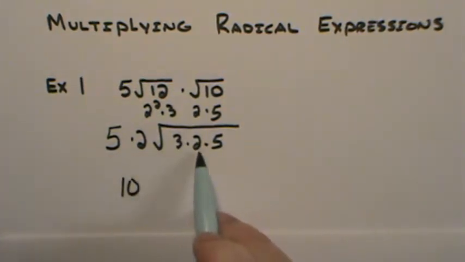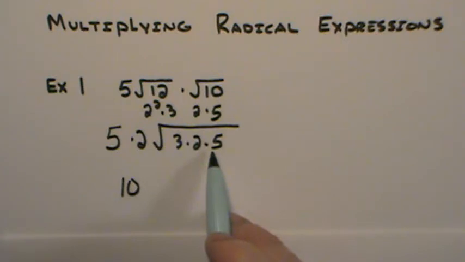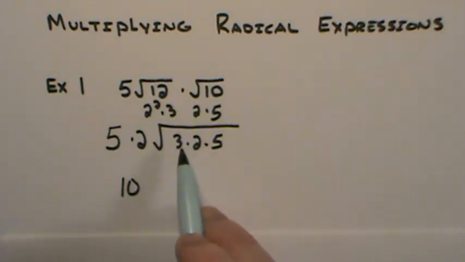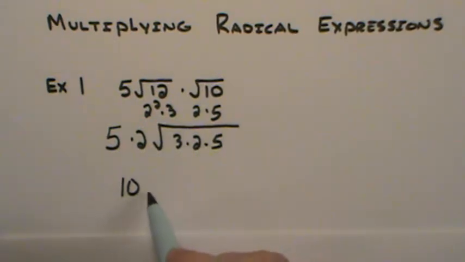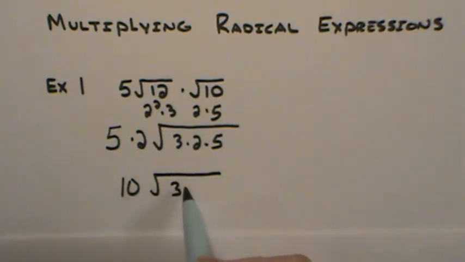And anything under a radical, the proper name for that is a radicand. So we look at the radicand numbers and we'll multiply those. 3 times 2 is 6. 6 times 5 is 30. So this final answer here would be 10 rad 30.